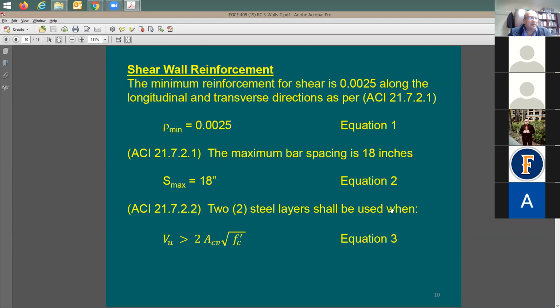Also, you need to have two layers. When do you think this is going to happen? It is going to happen when V sub U, the shear, is higher than this value here. This is on top of the 10 inch thick requirement. Once you go above 10 inch, of course, you're going to have two layers. So all of this is above and beyond what you have learned in the gravity wall.